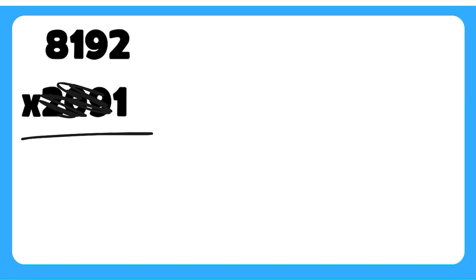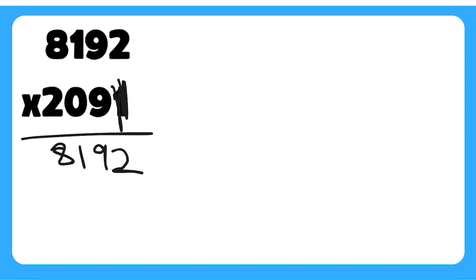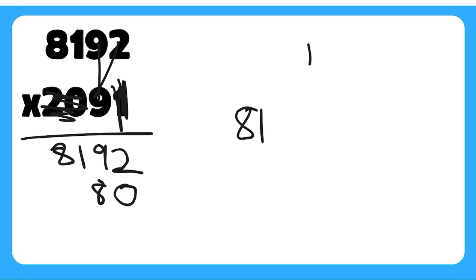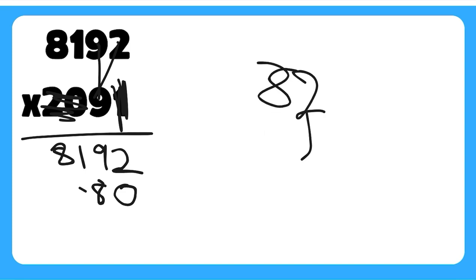Now we will do 1 times this, and again I told you 1 times anything is the number itself. So we will just write 8192, and now we will move on to the next digit, which is 9. So we will put the 0 for 9, and now we will do 9 times 2. 9 times 2 is 18. So I will put that and 1 carry. Now we have 9 times 9, which is 81, plus the carry, which makes it 82. We write this 2 here, and we have 8 carry.